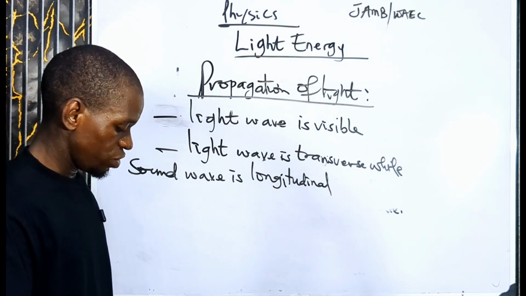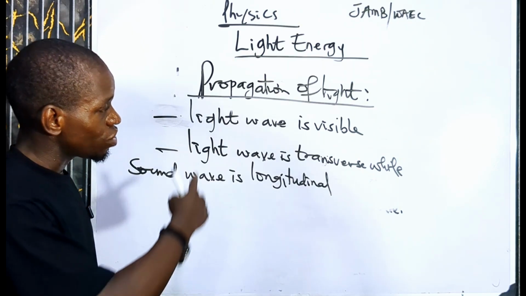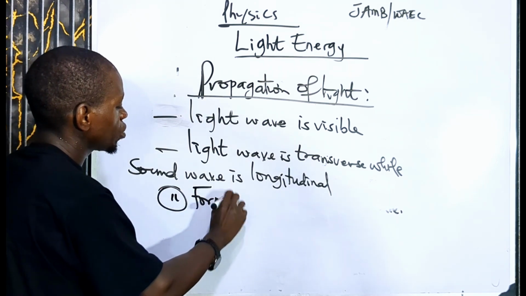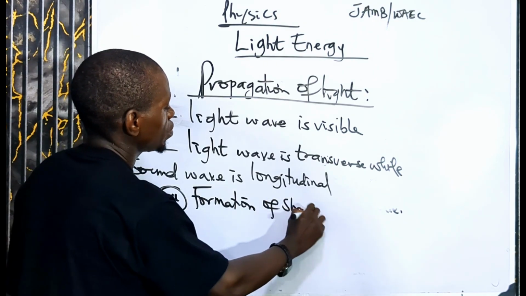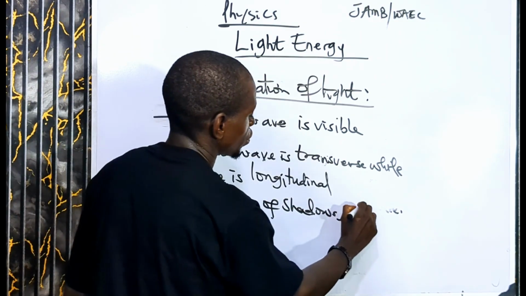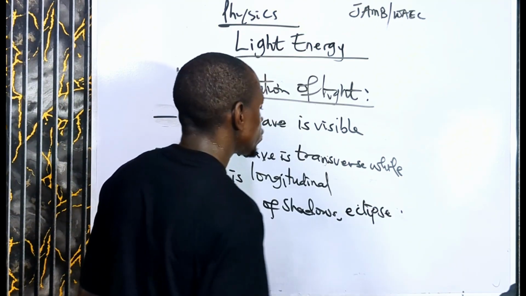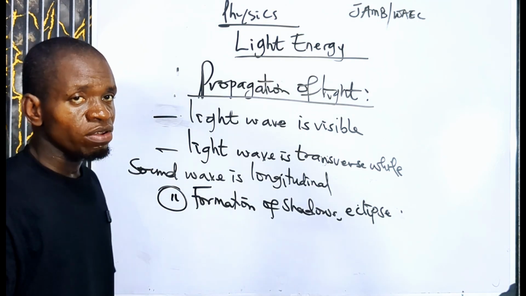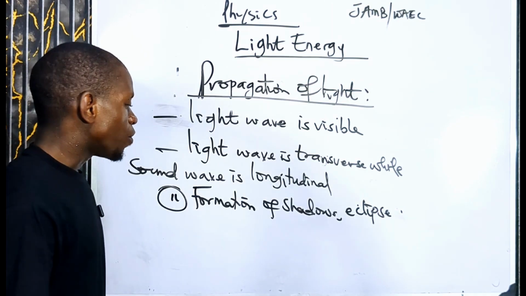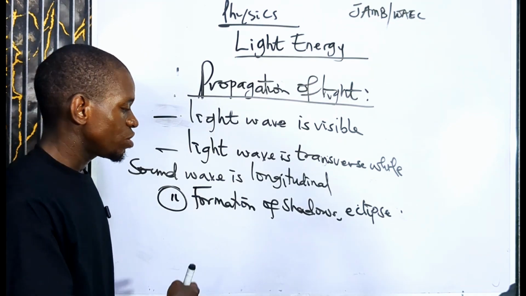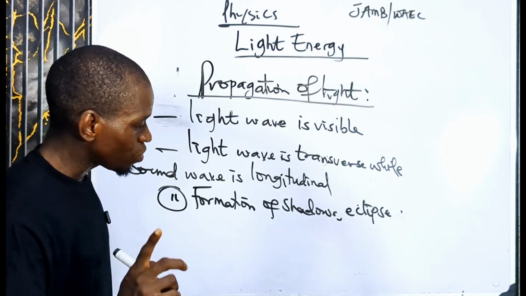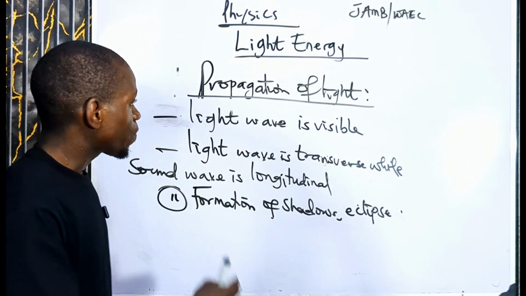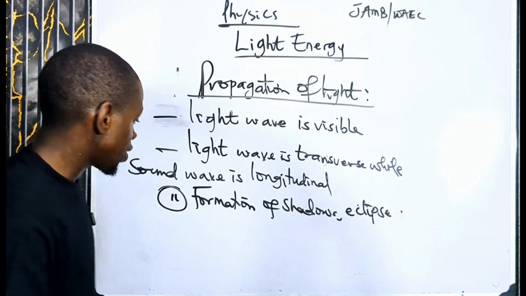So the next thing we're going to talk about is the formation and propagation of light. Number 2 is formation of shadows and eclipse. Formation of shadows, eclipse, and images on the pinhole camera are some of the things I'm going to be mentioning. But in actual sense, talking about formation of shadows, eclipse, and so on, there's one thing that you must know: there's what you call rectilinear propagation of light.